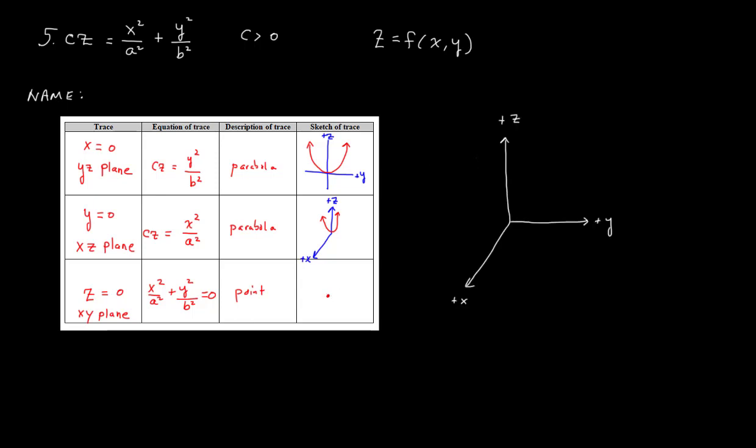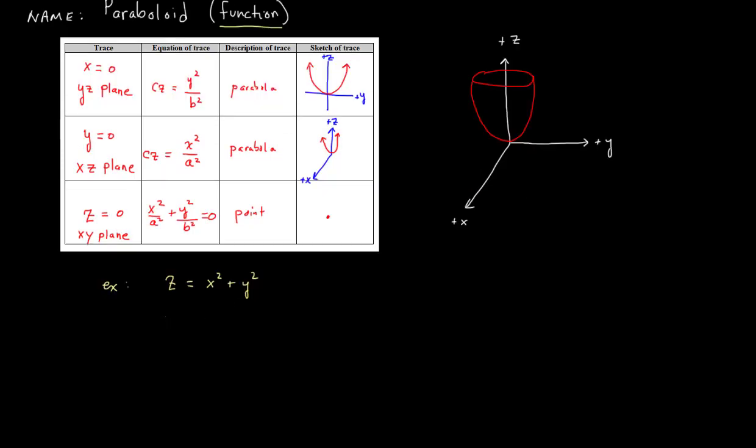And so now we graph this. And I'll draw this little shape here showing that it's a parabola. It keeps on going, but it's facing in the positive z direction. And the name of this shape is called a paraboloid. And a paraboloid is a function. In this first example, z equals x squared plus y squared.